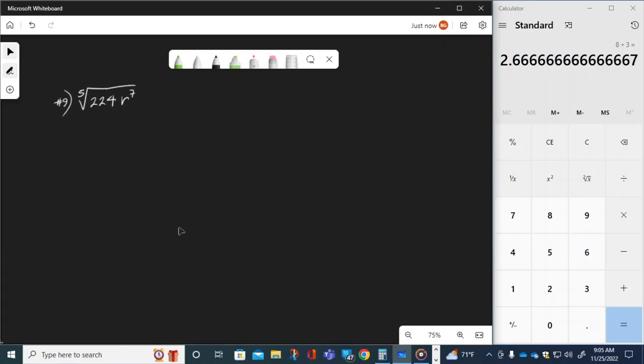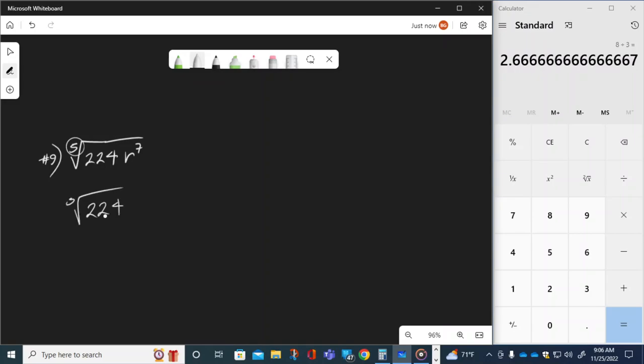All right, so this is exercise number 9, right? We're gonna do it really quick for you. Now you gotta remember you need a 5 to get out of jail, all right? So you're gonna break these two apart. First, we are going to deal with the 224, the 5th root of that, okay?